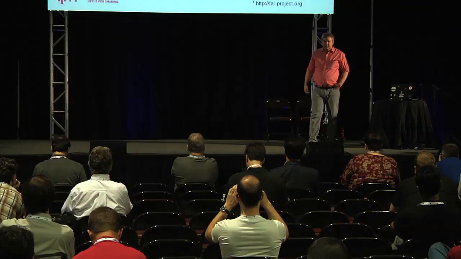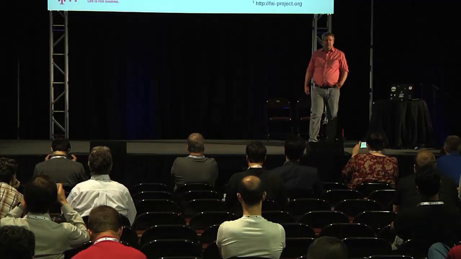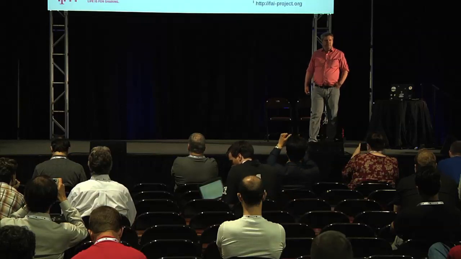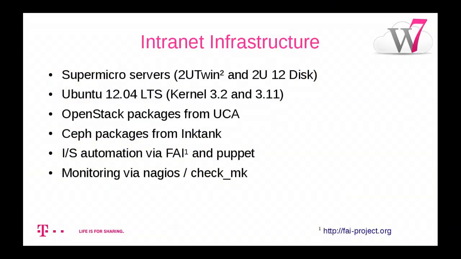A few words on the infrastructure we're running. We're running on Supermicro servers, basically two models. The first is the 2U Twin, which is a two-unit machine comprised of four single servers. That's what we're using for compute nodes and for basic infrastructure. For storage purposes, we use plain 2U 12-disk machines. Everything is running on Ubuntu Precise because we needed the long-term support version, and we're currently looking into migrating to Trusty, but we're not sure when this will happen. We're using upstream Ubuntu OpenStack packages from the Ubuntu Cloud Archive, so we have no internal development for our own packages.